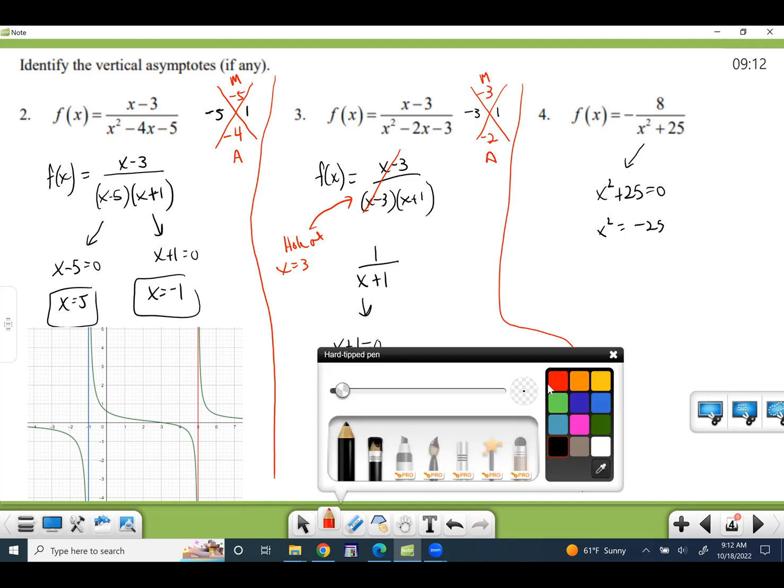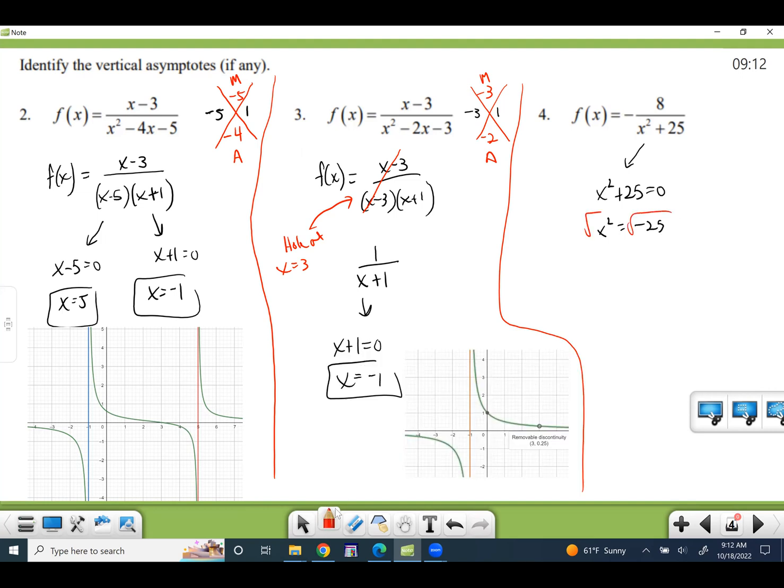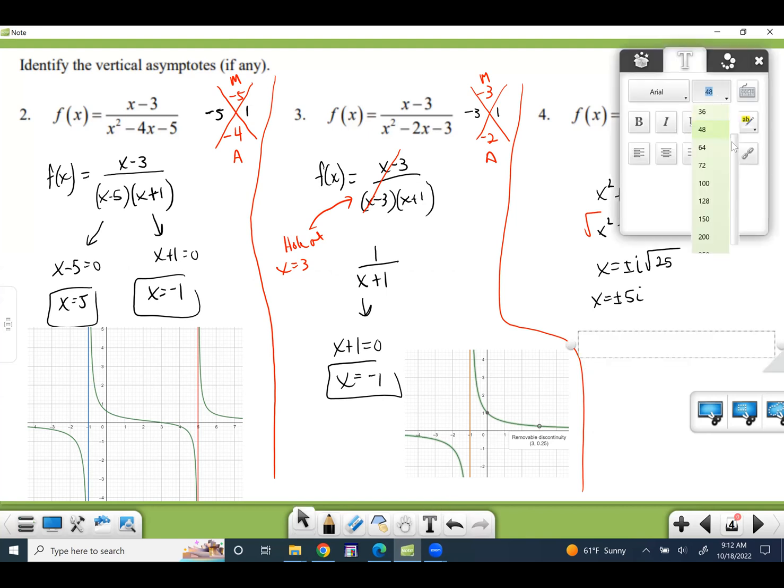And so we'll square root to get rid of the squared. Don't forget your plus or minus, right? Don't forget to pull the i out, so it's a +25, so we can square root it. So we get plus or minus 5i. Well, that's not going to be our vertical asymptotes. If you have imaginary vertical asymptotes, then you don't have asymptotes. So imaginary vertical asymptotes implies there are no vertical asymptotes. And that's possible, to not have any.